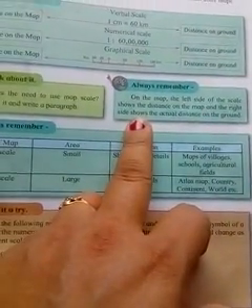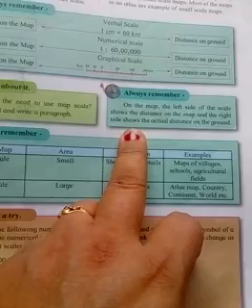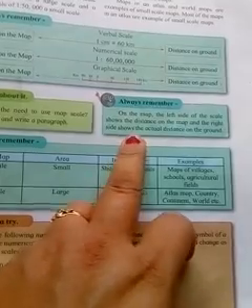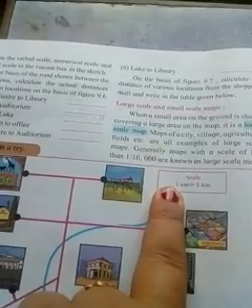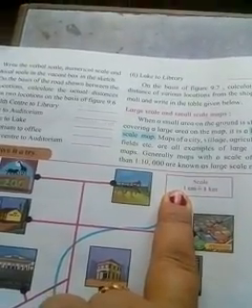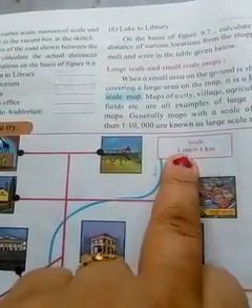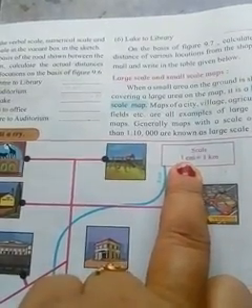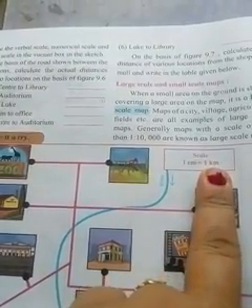Always on the map, the left side of the scale shows the distance on the map, and the right side shows the actual distance on the ground. Here 1 centimeter is equal to 1 kilometer. 1 centimeter is the map scale. That means they show the distance on the map, and here the right side is the actual distance on the ground.